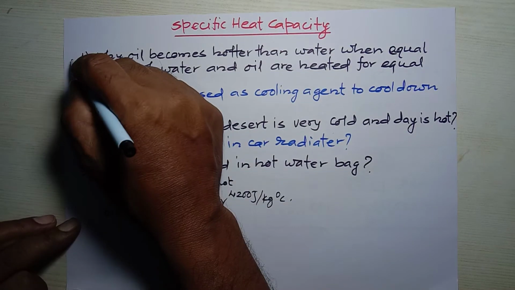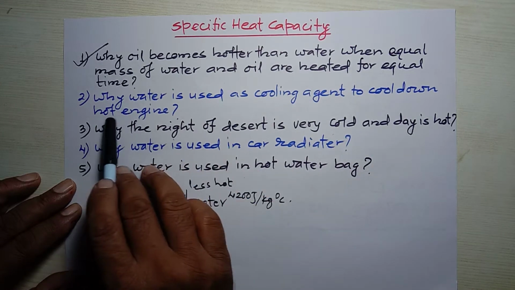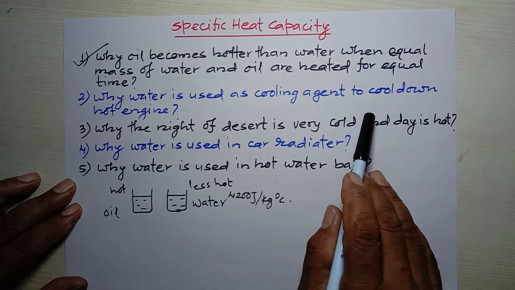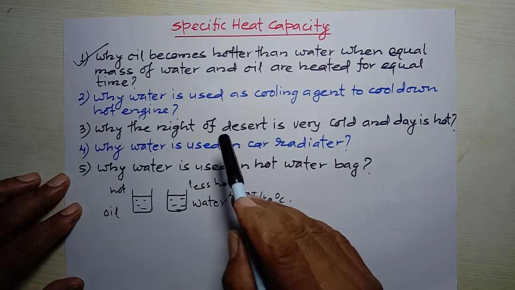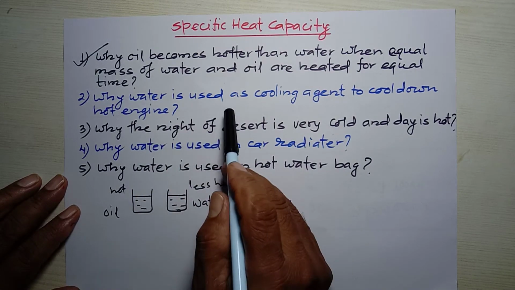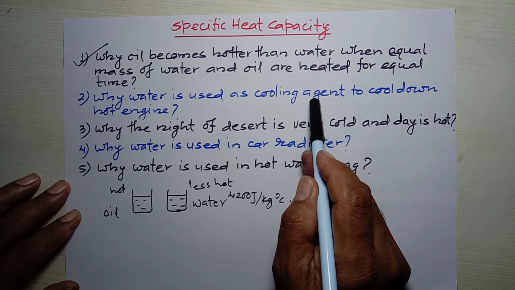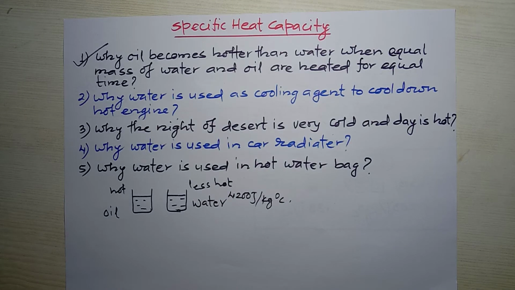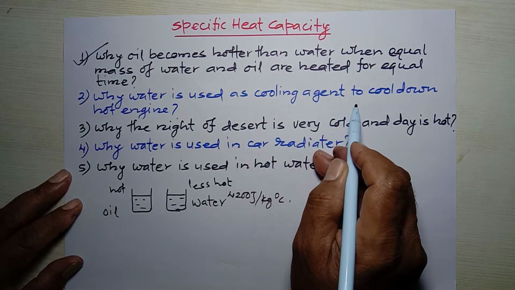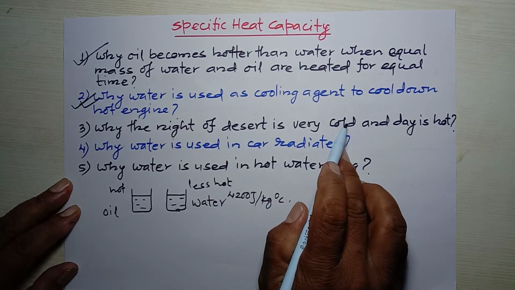Now another question. Why is water used as a cooling agent to cool down a hot engine? We can say it simply this way. The specific heat capacity of water is very high, 4200 joule per kg degree Celsius. So it absorbs a lot of heat energy from the hot engine with less rise of temperature. Before reaching its boiling temperature of 100 degrees Celsius, it removes a lot of heat energy from the hot engine. That's why it is used to cool down hot engines. This is how we can answer this question.